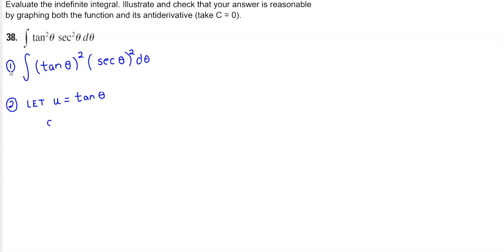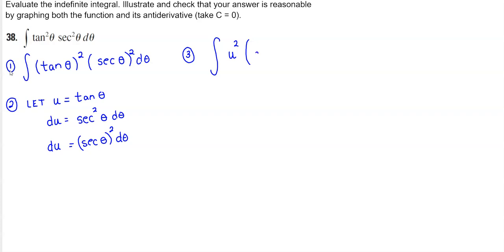Okay, and the reason being is if we take the derivative with respect to theta, the derivative of the tangent of theta is equal to secant squared theta d theta, which is the same thing as secant theta squared d theta. Now we can go ahead and put in our substitution. So we have u squared times du.